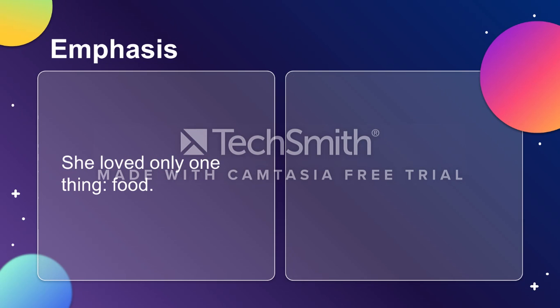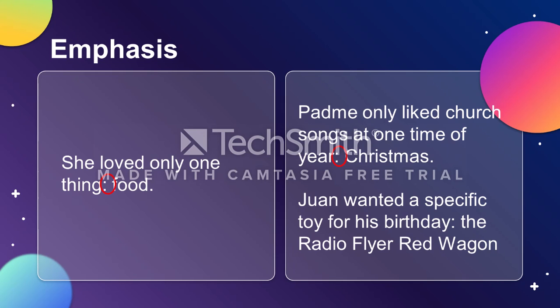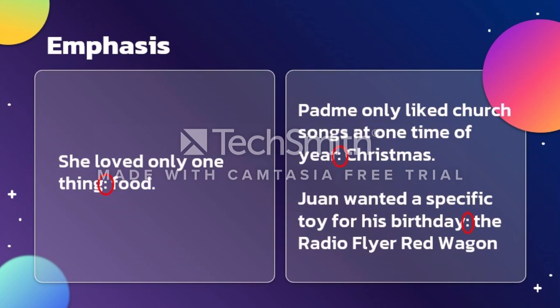Colons can be used for emphasis by separating one word or a short series of words from the rest of the sentence. She loved only one thing: food. This kind of colon is almost always used at the very end of a sentence, like these examples. Padme only liked church songs at one time of the year: Christmas, and Juan wanted a specific toy for his birthday: the Radio Flyer Red Wagon. Notice how the colon sets the end of the sentence apart and adds emphasis to that portion of the sentence.